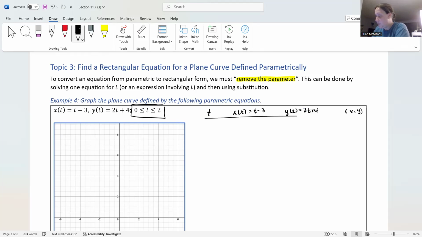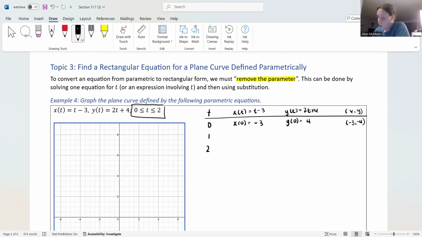Okay, so let's start with what we have, and then we'll look into converting, removing the parameter, if you will. So we know that t is only defined from 0 to 2 inclusive, so let's look at 0, 1, and 2. Those are nice, easy values to work with. So when t is 0, x of 0 is going to be 0 minus 3, or negative 3. Remember, I'm just doing regular old function notation here. y of 0 is going to be 2 times 0, which is 0, plus 4, so 4. So we get a point on the plane, negative 3, 4.